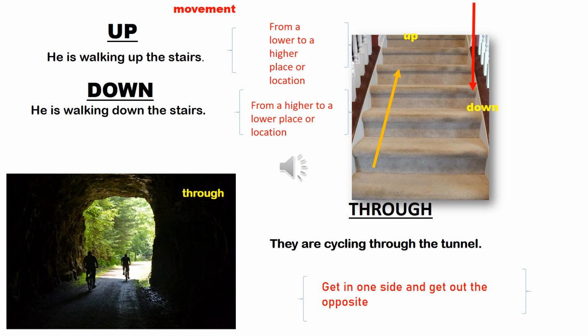Now through. They are cycling through the tunnel. That means these two are getting in one side and get out the opposite of the tunnel. When something or someone get in one side and get out the opposite, in that case we do use through. That means this is also involved in motion, movement.